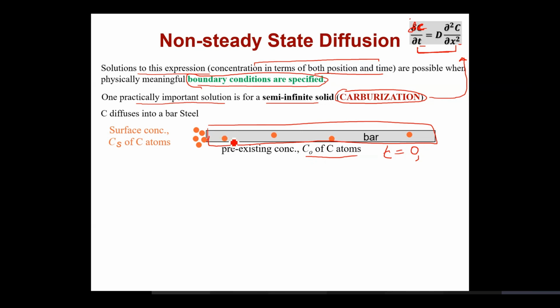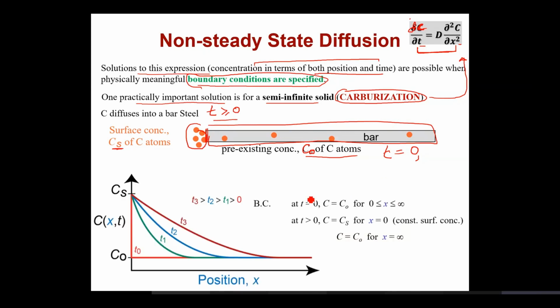There is a fixed concentration of carbon atoms inside the bar at time t equals 0, and that concentration is C0. The second boundary condition is that at all times t greater than or equal to 0, the concentration exposed at the surface is CS and it remains the same. Alright, the concentration is CS here and it remains the same for whatever time you're talking about. So these are the boundary conditions.